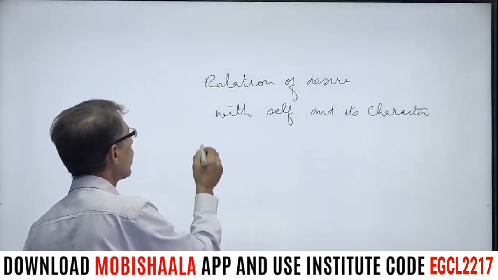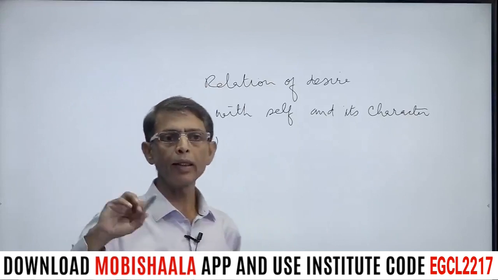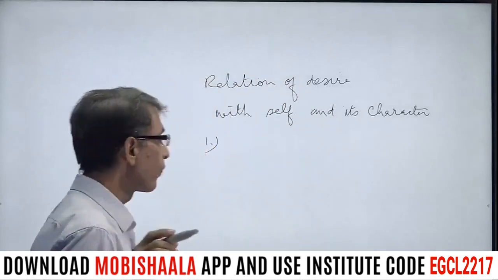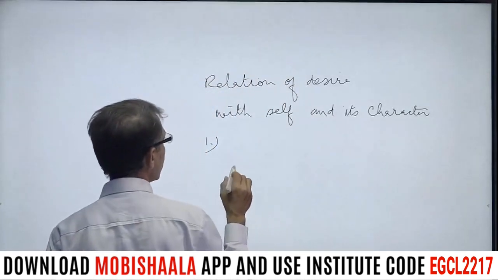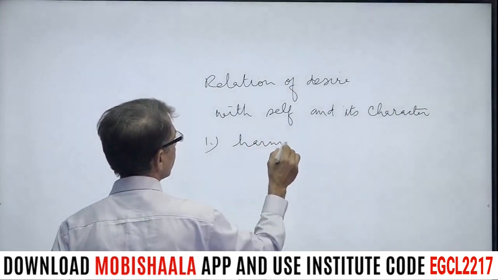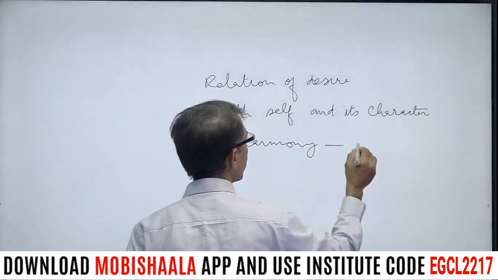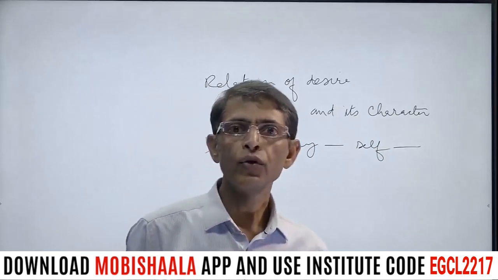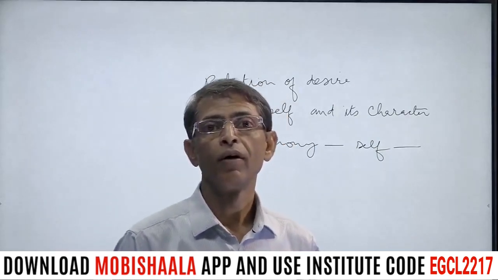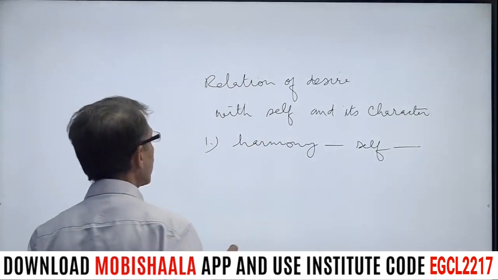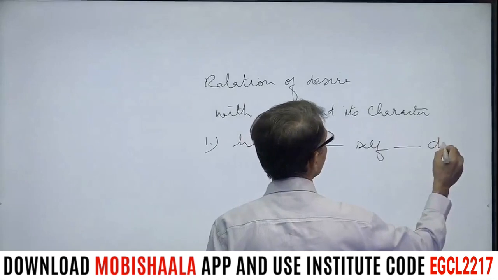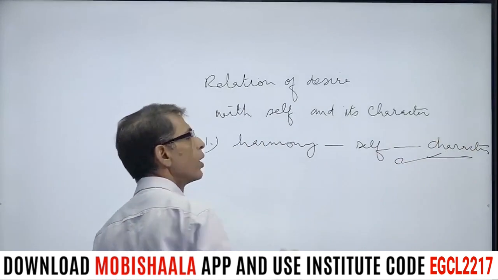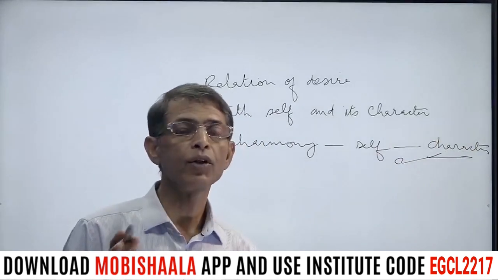So what is the first thing you have to understand? That there is a very intimate relation between self and desire. Desire suits the self. There is a harmony between self and desire. So the self has only those desires which are consistent with itself, meaning with its character. Every self has a certain character, and desire always matches with its character.